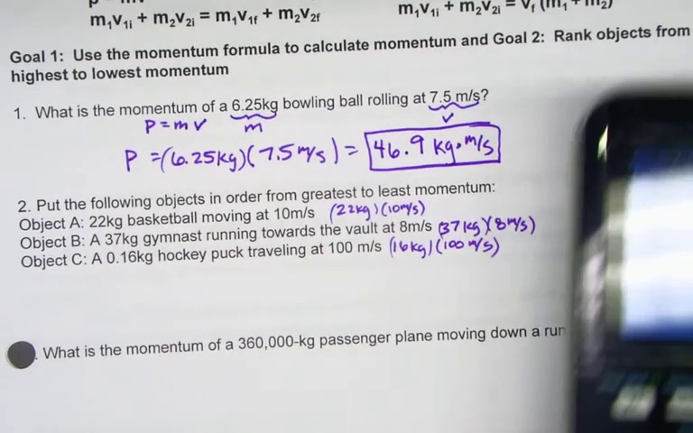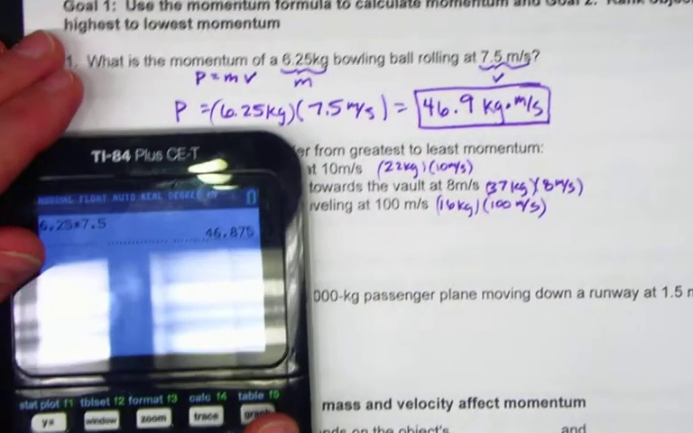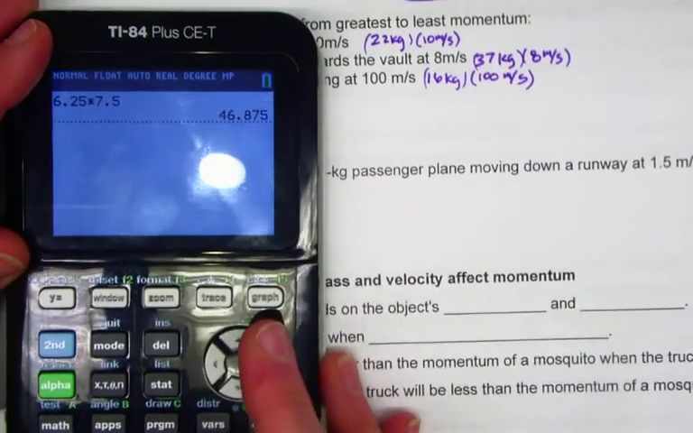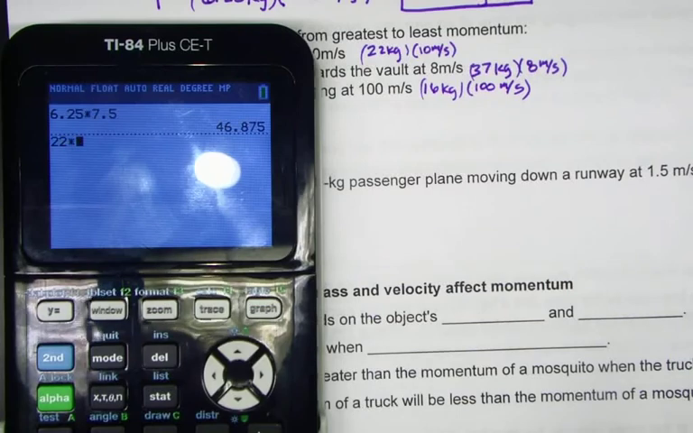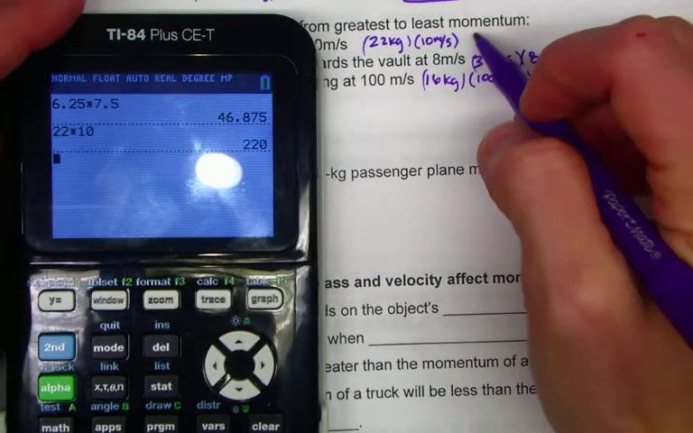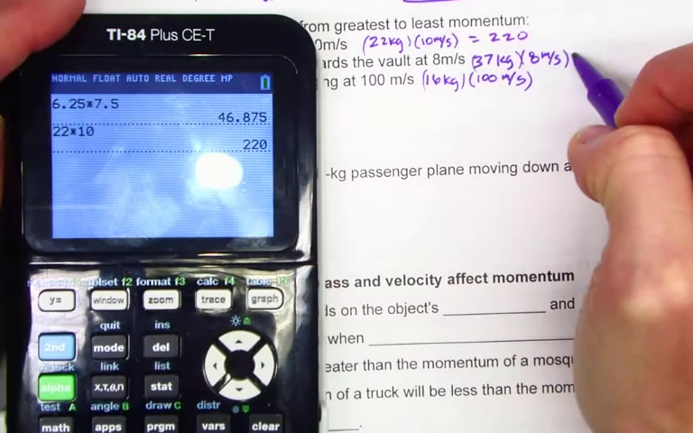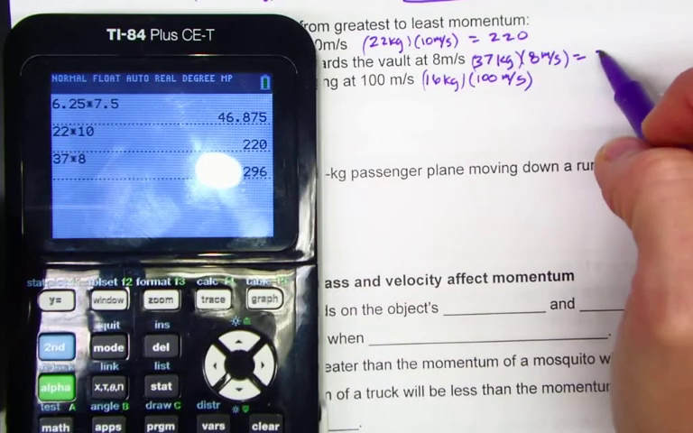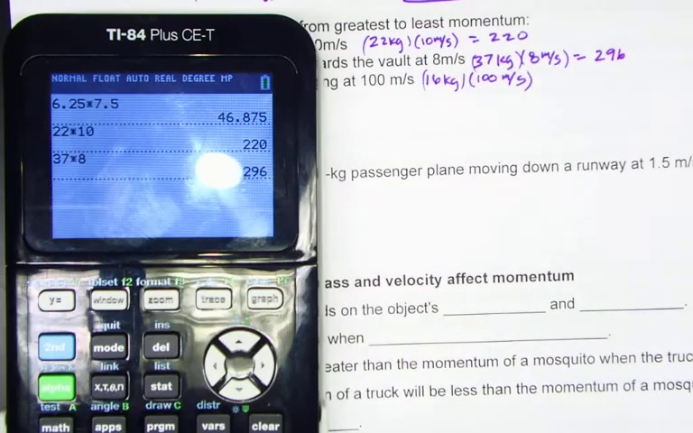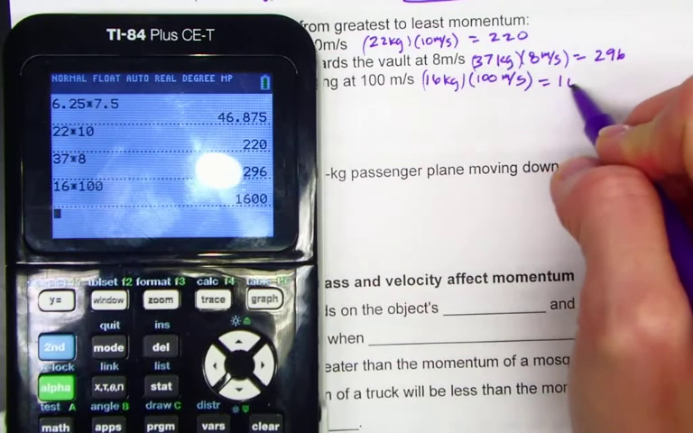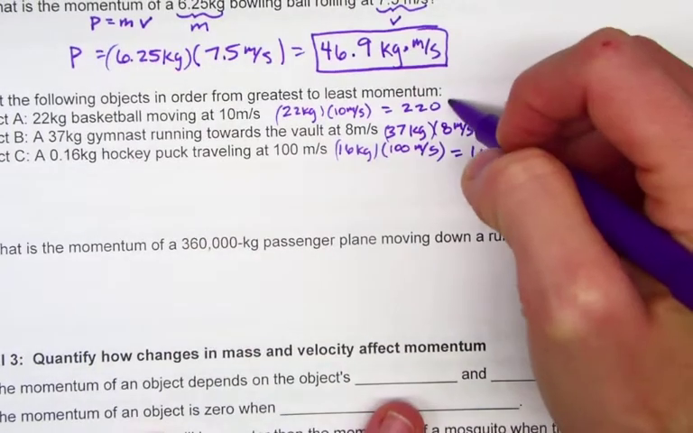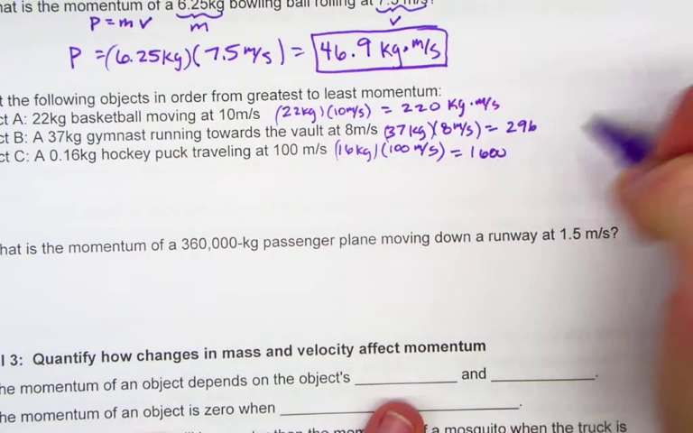So you go to your calculator. Okay, go to our calculator. We have 22 times 10. 37 times 8. And 16 times 100. And then the units for all of these are kilograms times meters per second.